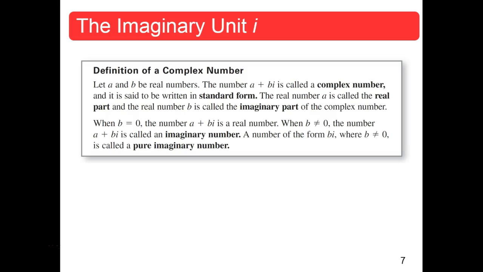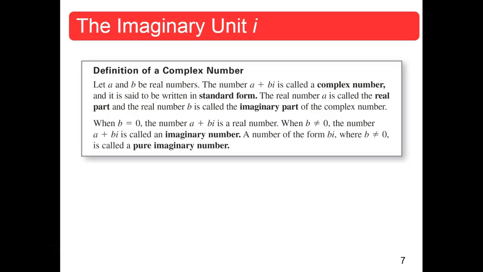All right. So that is what we mean by a complex number in standard form. The real number A is called the real part, and the real number B is called the imaginary part of the complex number. I don't always stick strictly to that. I usually call BI the imaginary part because that has the imaginary unit in it. But the book calls just the B that goes with BI the imaginary part.